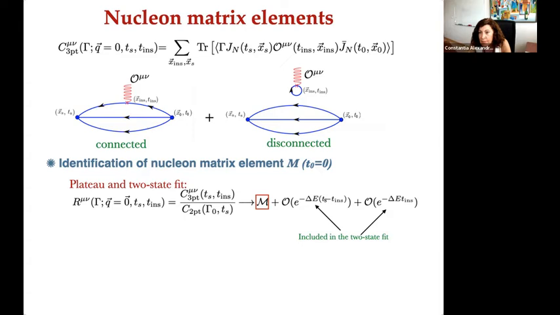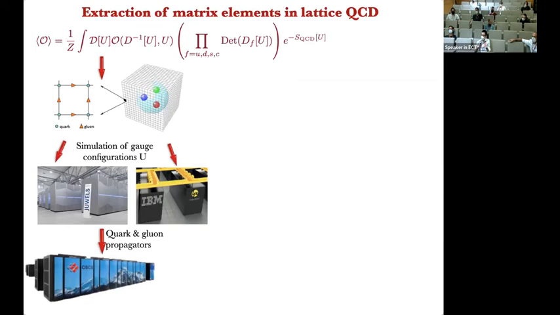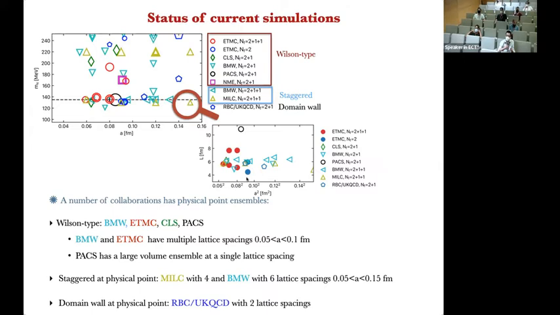Yeah, there is one question by Ken. Earlier when you were showing the pion masses, I noticed a couple of groups went smaller than the actual pion mass. What's the motivation behind that? Yes, particularly the BMW. Yeah, BMW as well.